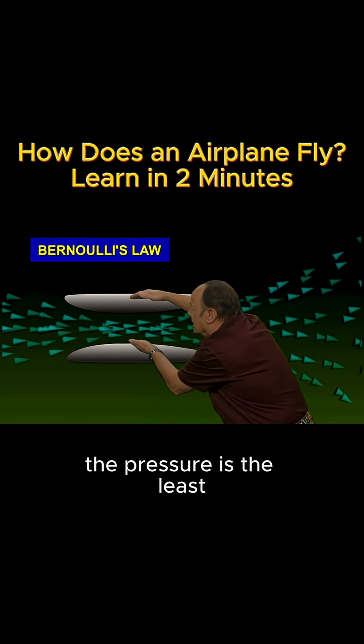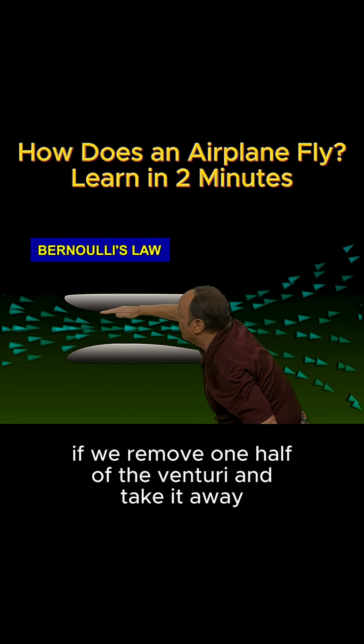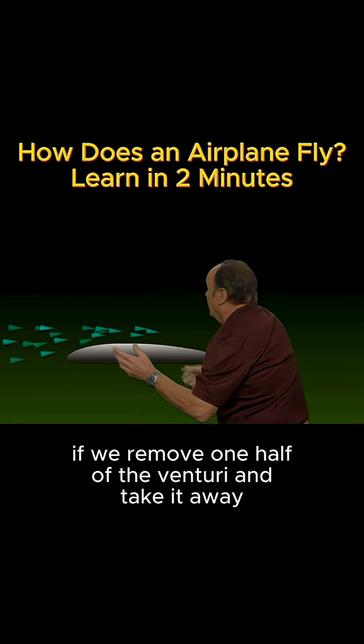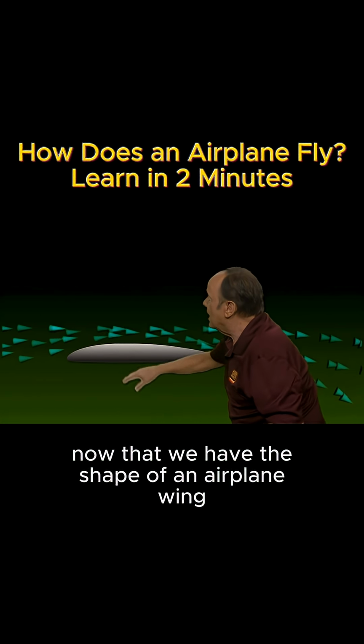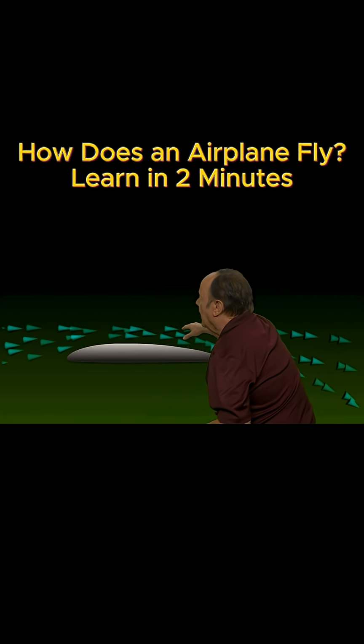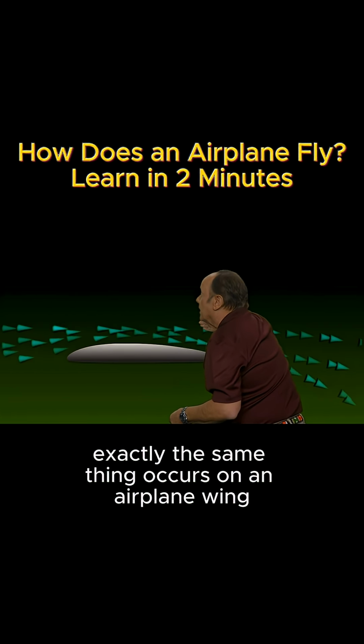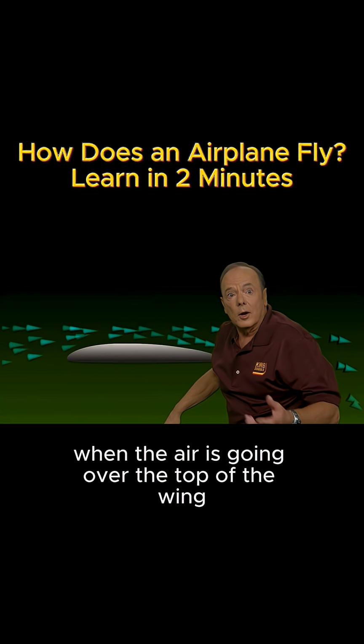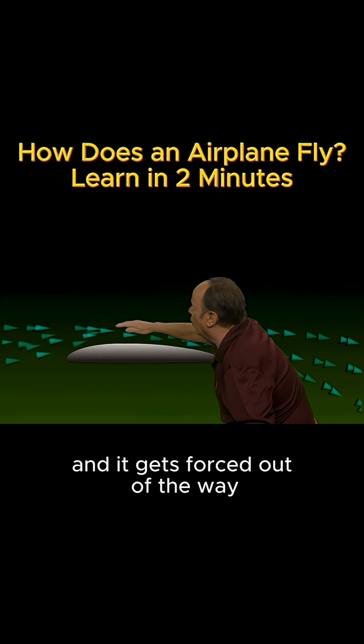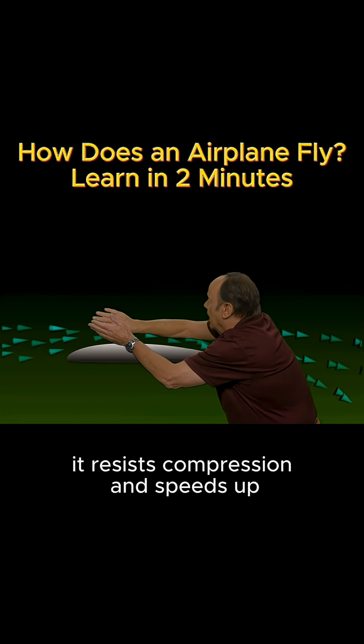Now, if we remove one half of the venturi and take it away, what we're going to find is that we now have the shape of an airplane wing, and you'll find exactly the same thing occurs on an airplane wing. When the air is going over the top of the wing and it gets forced out of the way, it resists compression and speeds up.